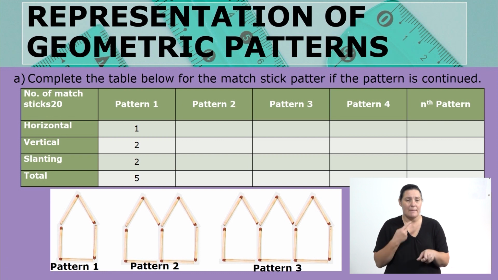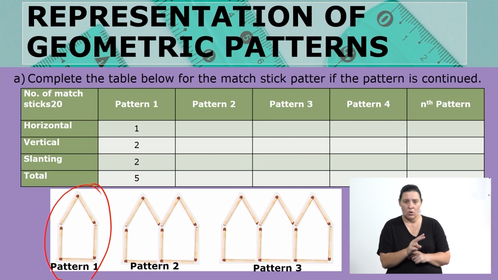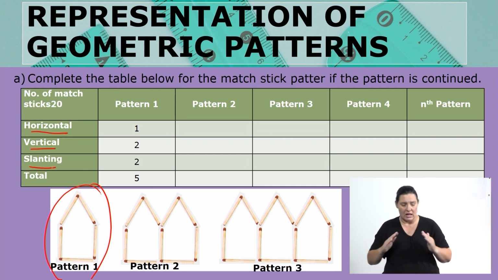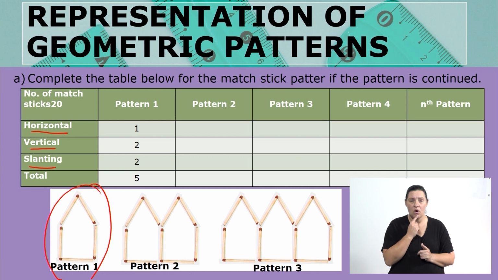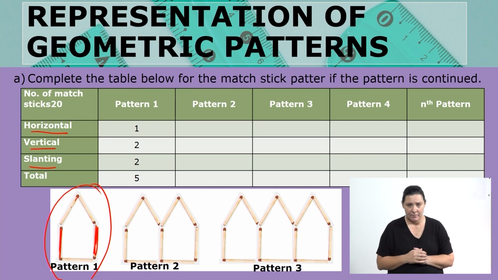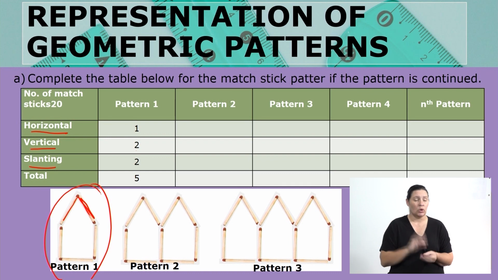So the next one here, we've got matchsticks there. And in the first pattern, which is this one over here, we are going to look at the horizontal sticks, the vertical sticks, and the slanting sticks. So with the horizontal sticks, it's the one down here, and that is just one stick there. And that's the one where it comes from. Then we have the vertical sticks, which is one stick here and another stick there, and that is where the 2 comes from. And when we look at the slanting sticks, that is one stick there and one stick there, and that is where the 2 sticks come from. In total, we have there 5 sticks.